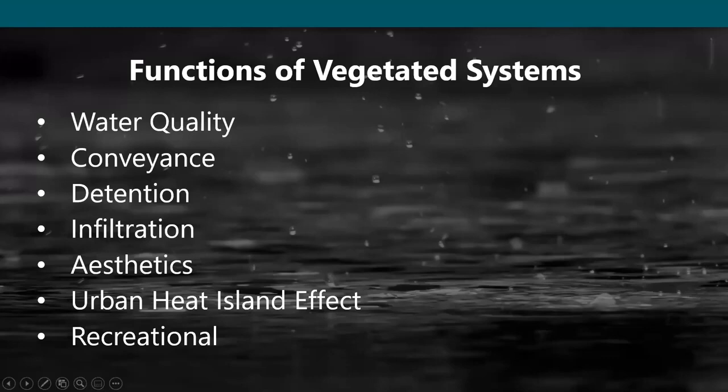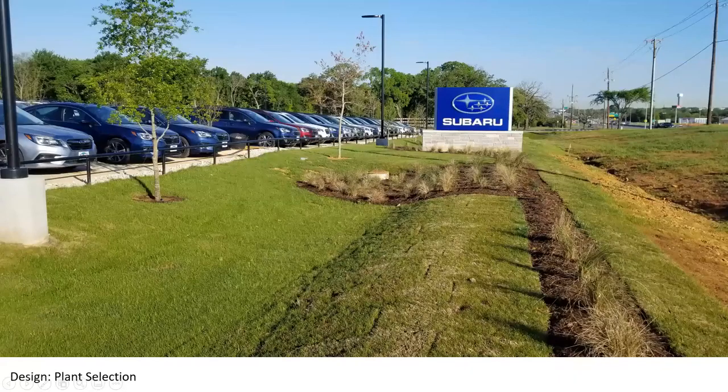And so whenever we work with either engineers or owners and they're looking at implementing this type of feature, the first thing we want to talk about is maintenance. And when it comes to vegetated systems, plant selection is really crucial. Sometimes they'll want a lot of native plants, or they'll want a very extensive planting plan.